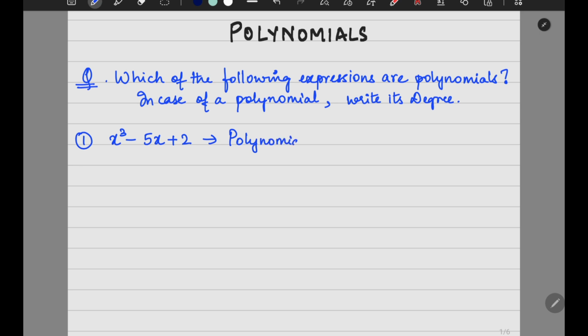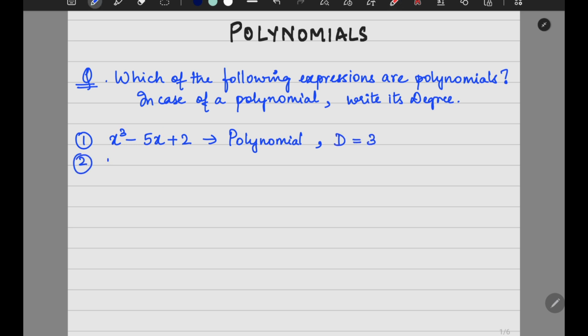Okay, and what do you mean by degree? Degree is nothing but the highest power of the variable. So x is the variable, the highest power is 3. If it's just x, it means x to the power 1. Okay, so here the degree is nothing but 3.